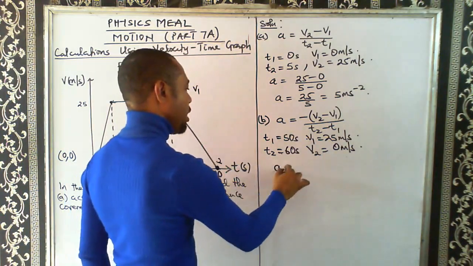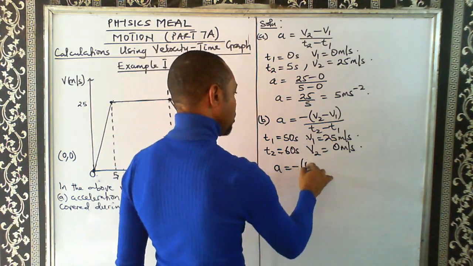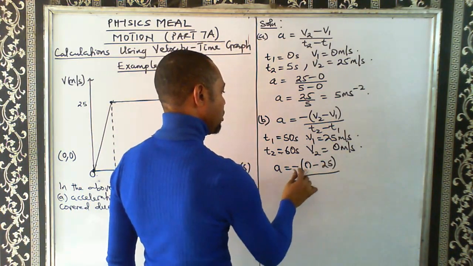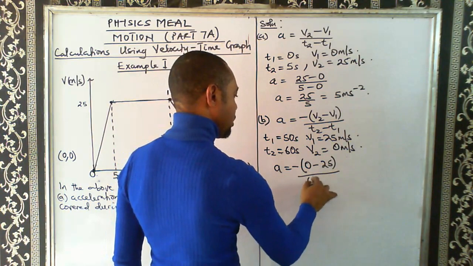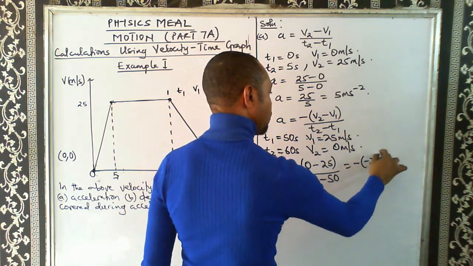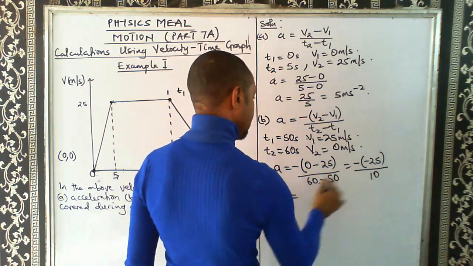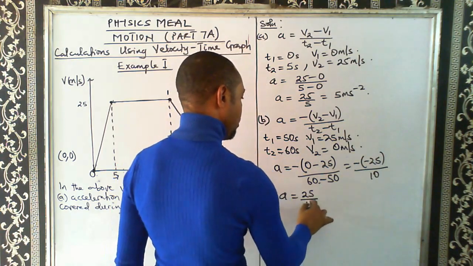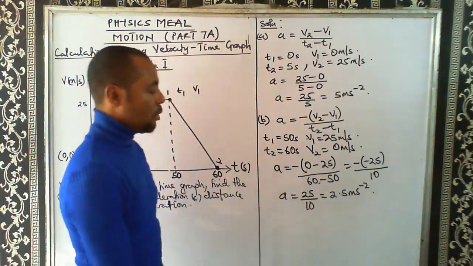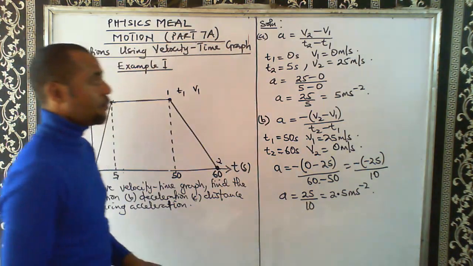So if we substitute, a becomes minus bracket V2 now is 0, V1 is 25, all upon T2 is 60 minus 50. That will give me minus bracket minus 25 over 60 minus 50, which is 10. So negative times negative is positive, all upon 10. This will give me 2.5 meters per second squared. That will be our deceleration, 2.5 meters per second squared.